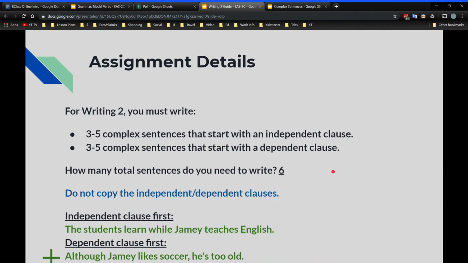So something like this would work. Although Jamie likes soccer, he's too old. I guess I should say he's too old to play. Anyways.